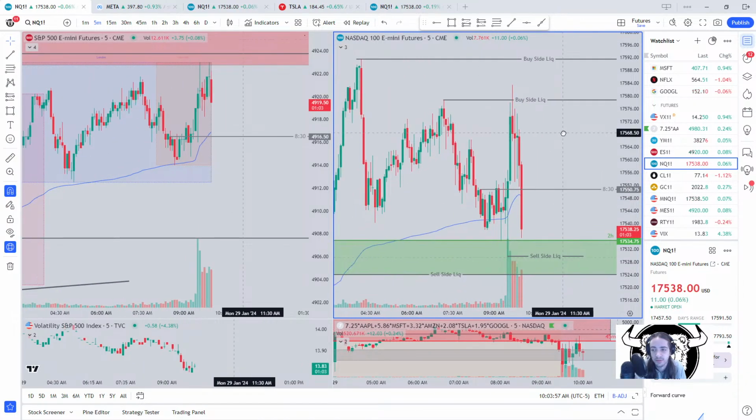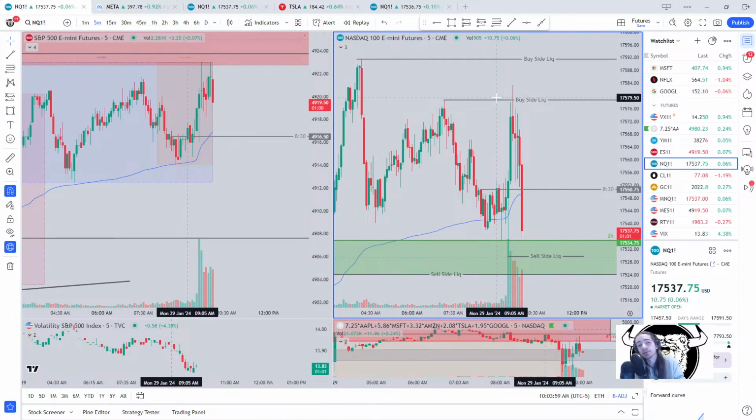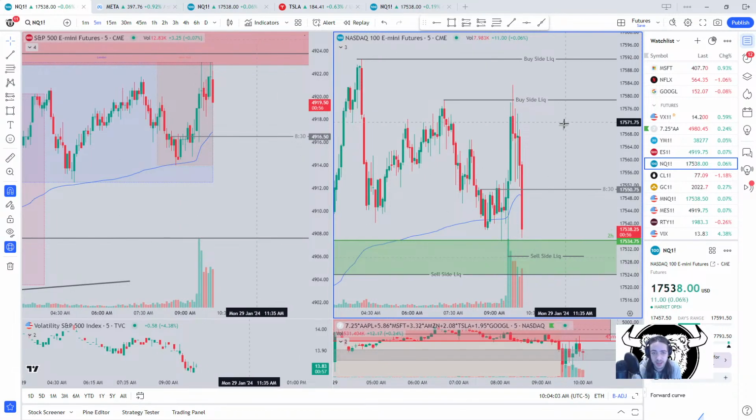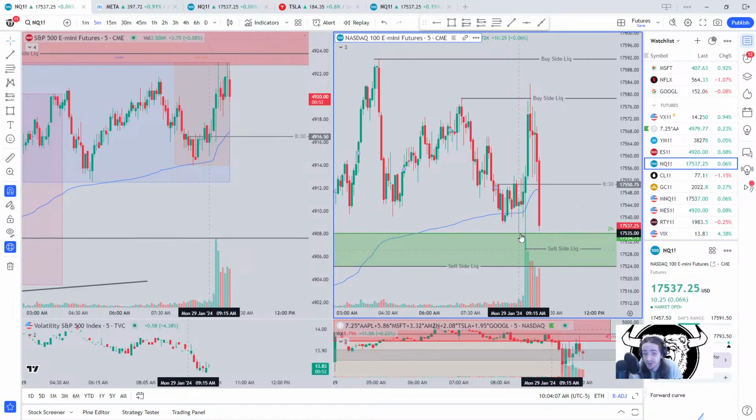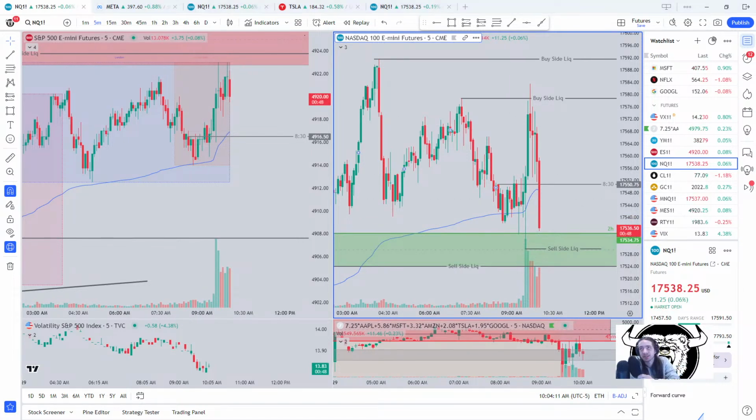Really good drop. Definitely, we could have grabbed this too because that was buy-side liquidity. That was a buy-side liquidity trade setup right there. Missed it. It happens. We grabbed the longs up here. We did great so far. One and done type day so far.